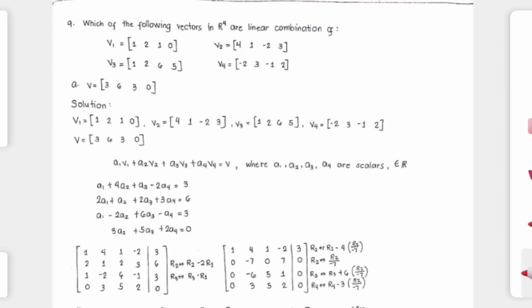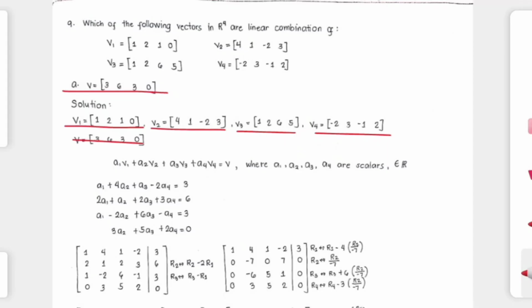Which of the following vectors in R raised to 4 are a linear combination of v sub 1 is equal to 1, 2, 1, 0, v sub 2 is the matrix 4, 1, negative 2, and 3, v sub 3 is equal to the matrix 1, 2, 6, 5, and v sub 4 is equal to the matrix negative 2, 3, negative 1, and 2. So for our part A, we have v is equal to the matrix 3, 6, 3, 0. So we have here the solution. Our v sub 1 here is this, our v sub 2 is this, v sub 3, v sub 4, and then v is equal to the matrix 3, 6, 3, 0.